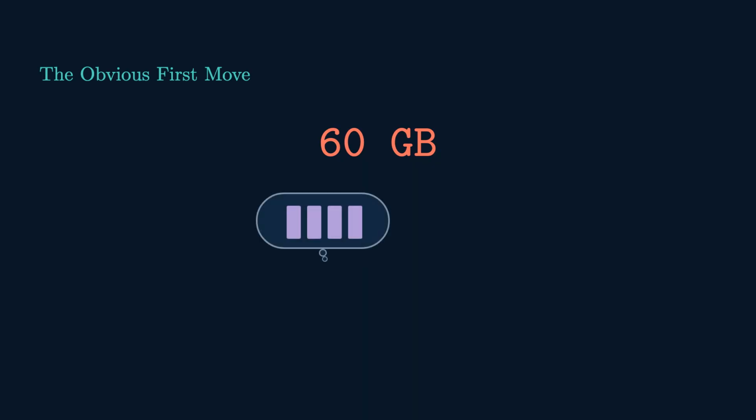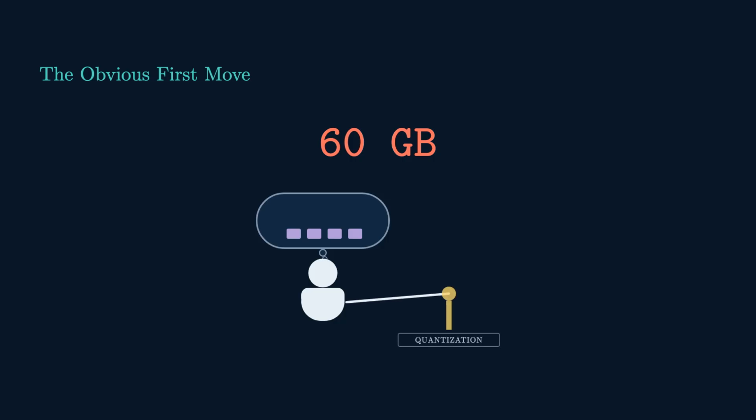Okay, so you're staring at 60 GB. The obvious move is quantization, store each number in fewer bits, 4 instead of 16. Every engineer reaches for that lever first. And for this particular problem, it's the wrong one to grab, for a reason that catches almost everybody.